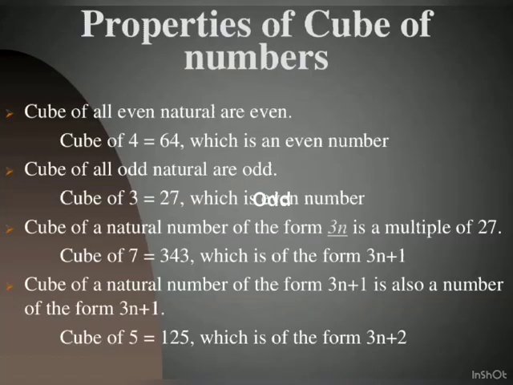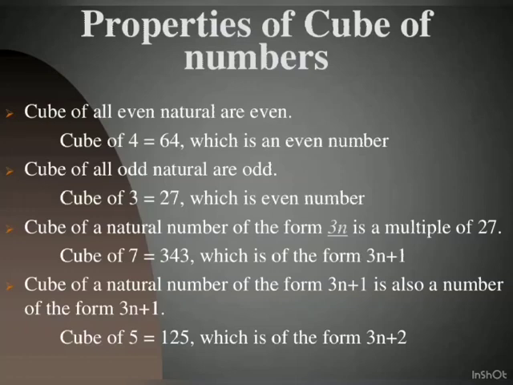Properties of cube of a number. Cube of all even numbers are even. Cube of 4 is 64, which is an even number. Cube of all odd natural numbers are odd. Cube of 3 is 27. 3 and 27 both are odd.